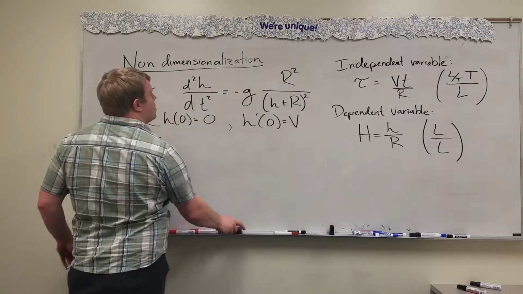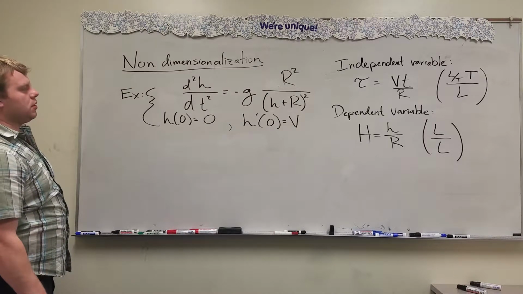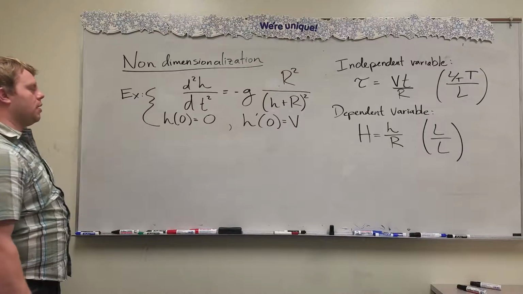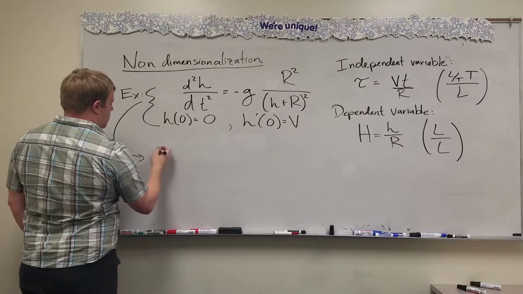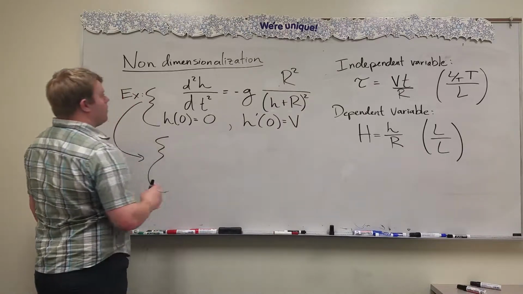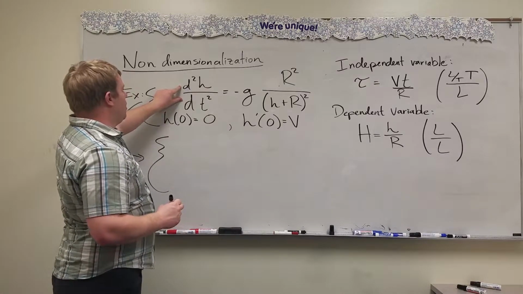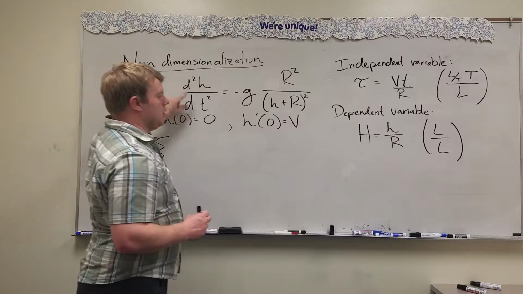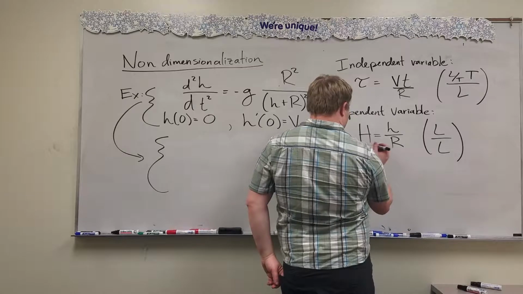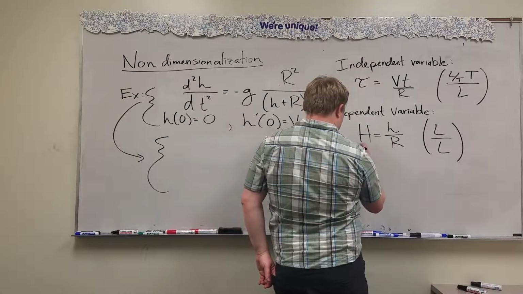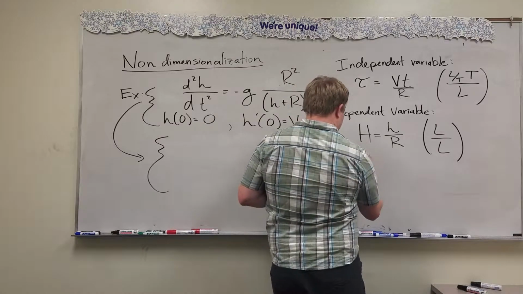So let's see what happens when we make a change of variables from h and t to big H and tau. Let's see what our initial value problem becomes. So first of all, I'm going to take the derivative of big H with respect to tau and see what happens.